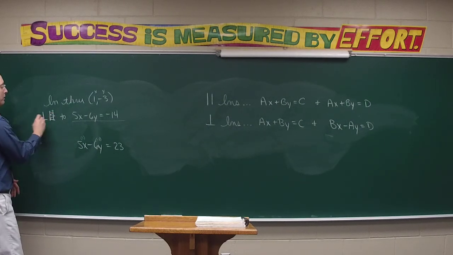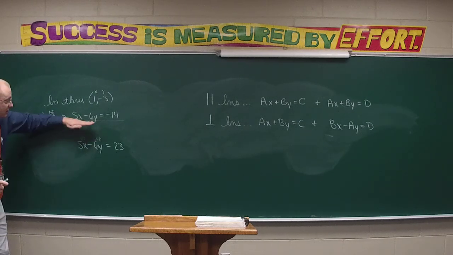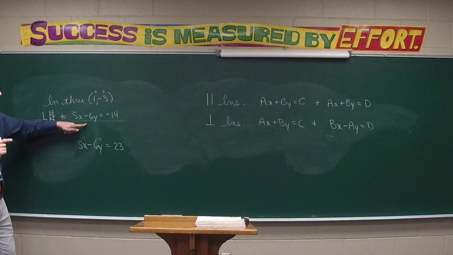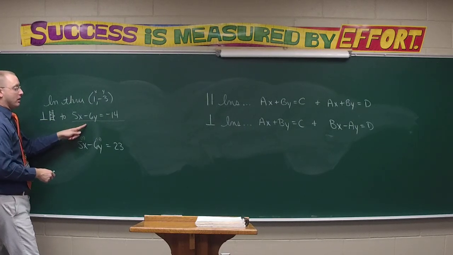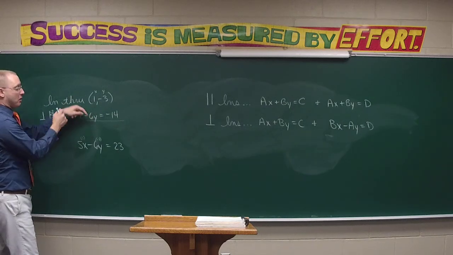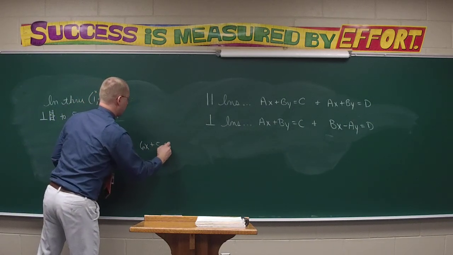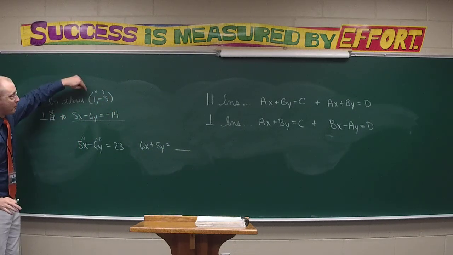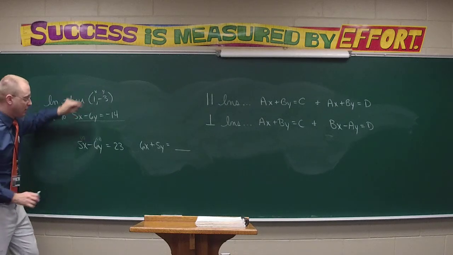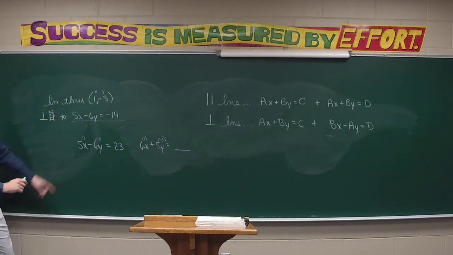What if it had said perpendicular? Well, there's an infinite number of perpendiculars to this line, but every perpendicular is going to start how? 6x plus 5y equals something. And there's an infinite number of perpendiculars, but only one can come through this point. Which perpendicular goes through that point?